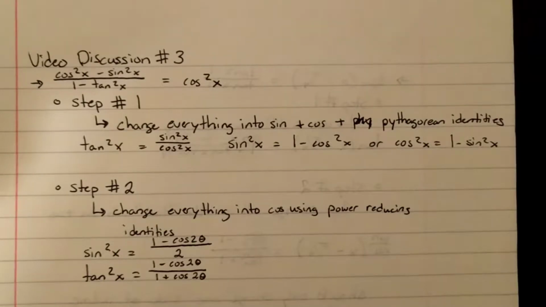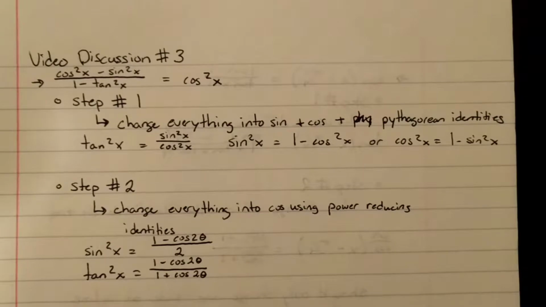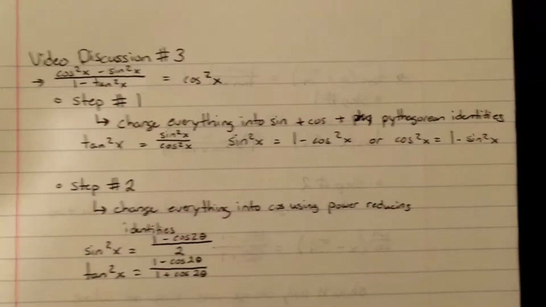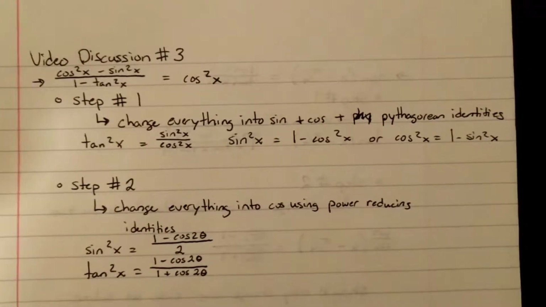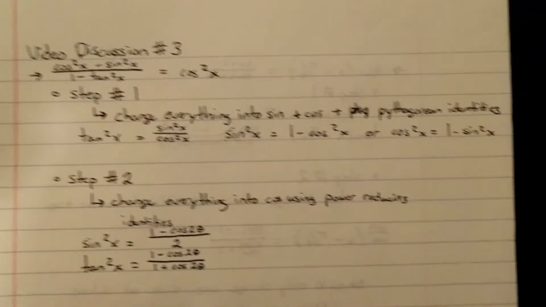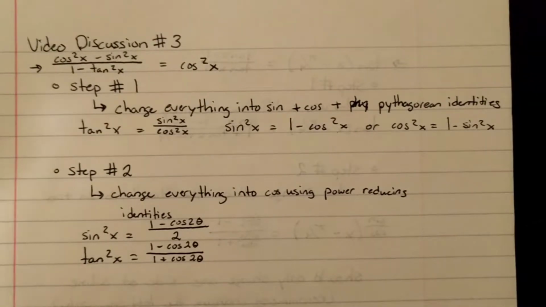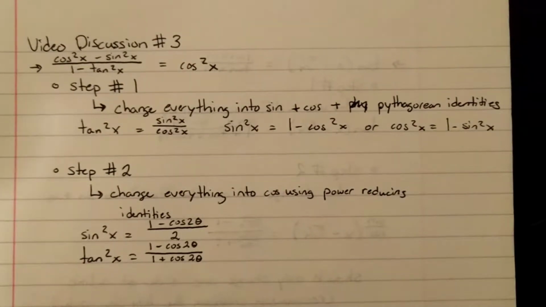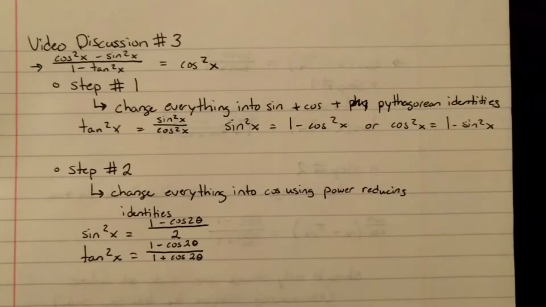For our first identity, the first step I came up with was to change everything into sine and cosine and use Pythagorean identities. So tan squared x will be changed into sine squared x over cosine squared x, and then all of the sine squared x's will be changed into 1 minus cosine squared x, or cosine squared x's will be changed into 1 minus sine squared x's. I recommend only changing the sine squared x's because then you will be left with the cosines in the equation. And this step would involve only changing the left side.